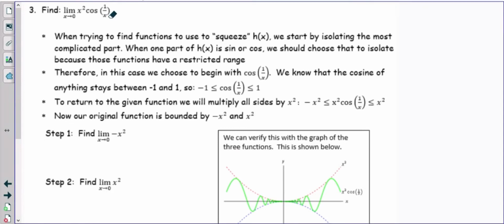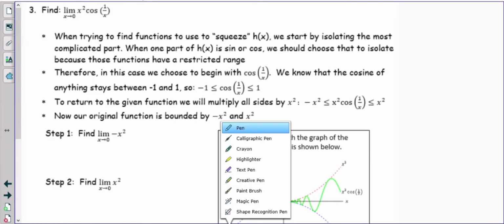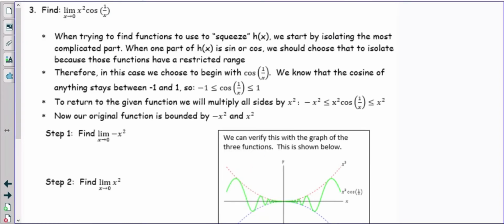The alternate method I'm going to use is I'm going to try to use the squeeze theorem because I can't factor or conjugate this or use any other methods I know how. So when trying to find functions to use to squeeze h of x, we start by isolating the most complicated part. So let's look at our problem and let's look for the most complicated part. And I think when I look at this, my most complicated part is the cosine of 1 over x. And that's actually the problem, the x there in the denominator.